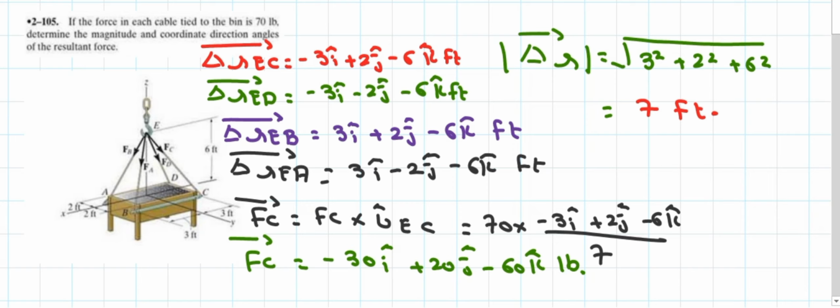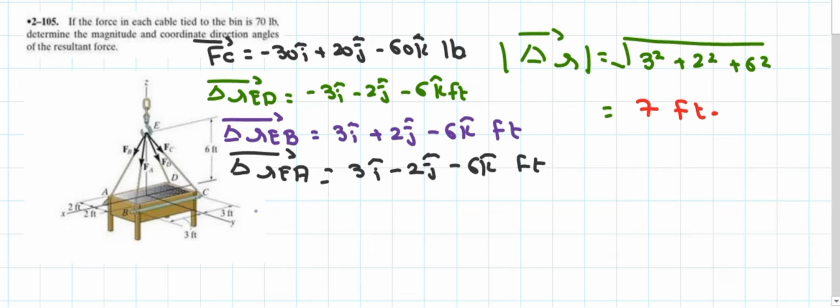Now, what about the Cartesian form of Fd? For that, I am erasing some extra things from here. For Fd, we know that the vectorial form of Fd is equal to the magnitude of Fd into the unit vector of Ed. So the magnitude of Fd is nothing but 70 into the unit vector of Ed.